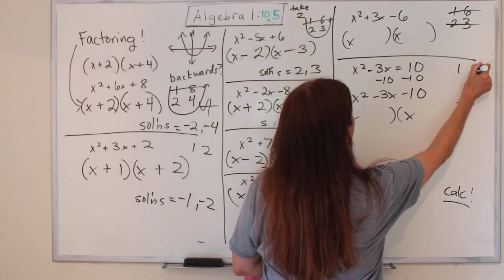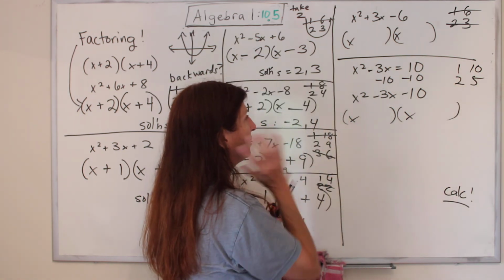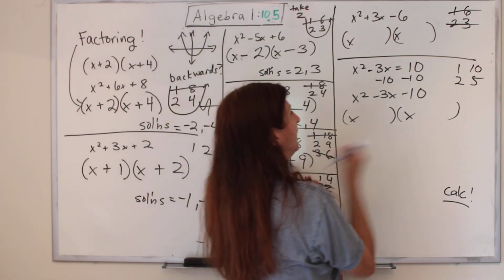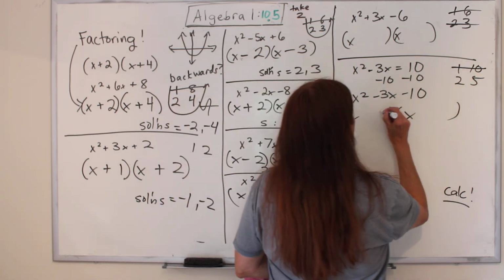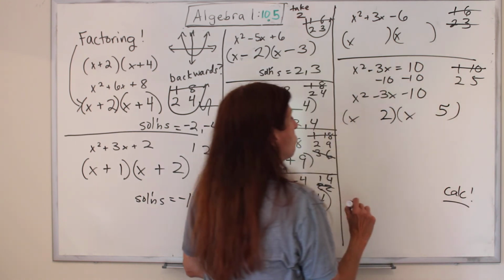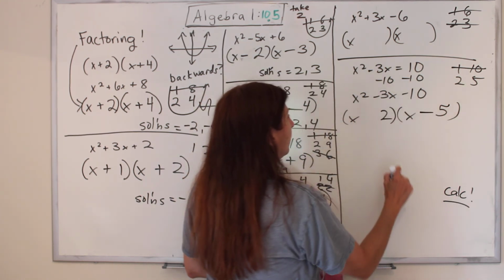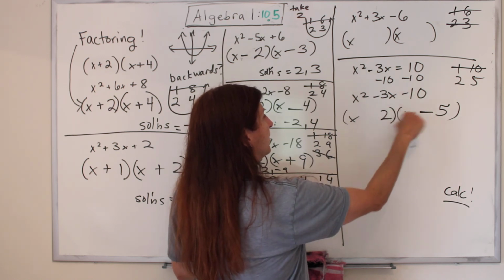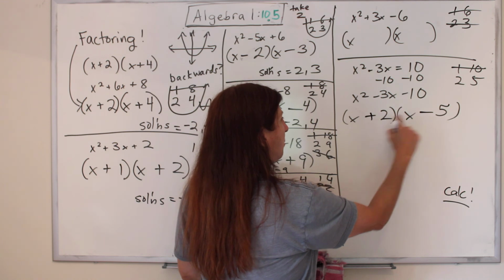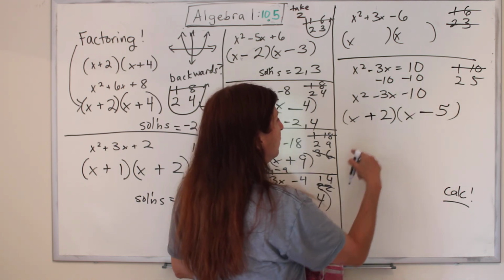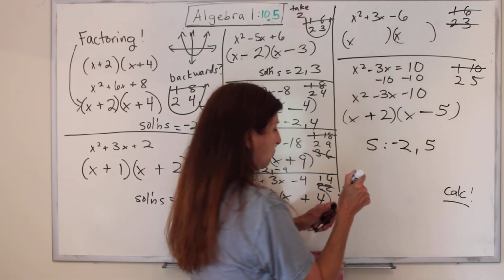Factors of 10. 1 and 10, 2 and 5, 3 and 4 don't go into it. We're done. Can we add or subtract 1 and 10 to get 3? No. Must be 2 and 5. Okay? Bigger number, sign of the middle. What does this need to be for these to be multiplied to get a negative? It's got to be a positive. A positive and a negative makes a negative. What are the solutions? -2, +5.